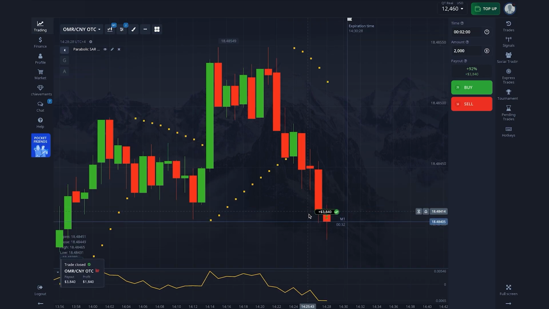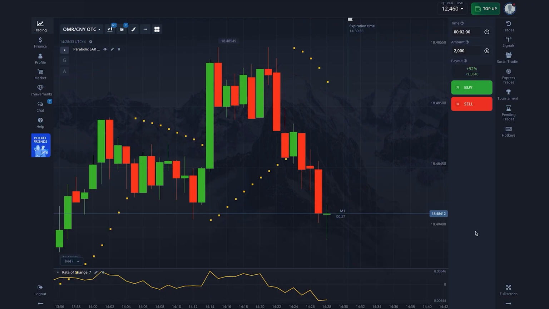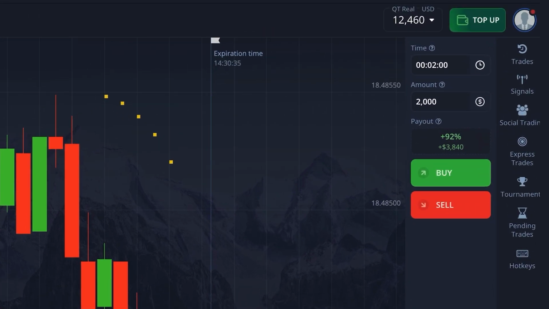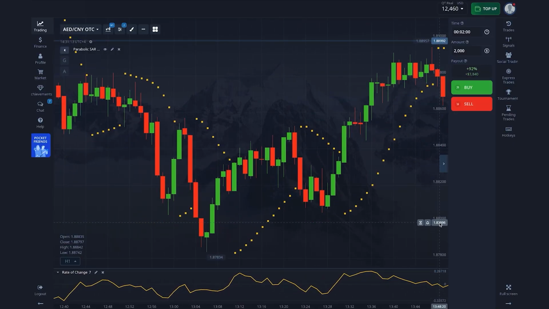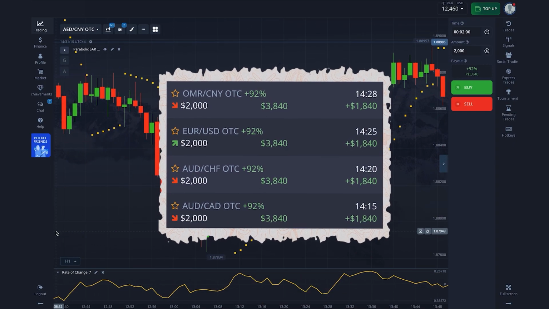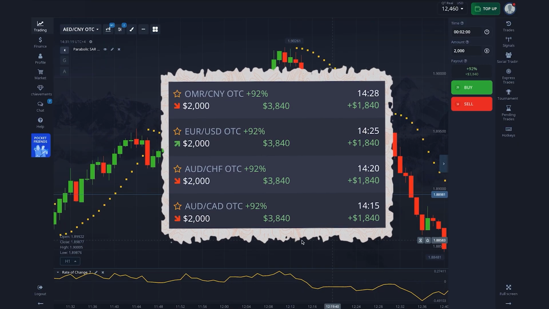The trade is in the black. I made $1,840. The balance is already $12,460. Let's sum up. Congratulations on the result. You managed to increase your balance from $5,100 to $12,460 in just one trading session.